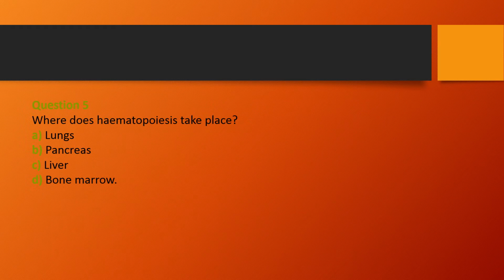Question number 5. Where does haematopoiesis take place? The answer is bone marrow. Haematopoiesis means formation of blood. Haemato means blood and poiesis means formation. Haematopoiesis mostly takes place in bone marrow, and bone marrow is present in long bones and flat bones.